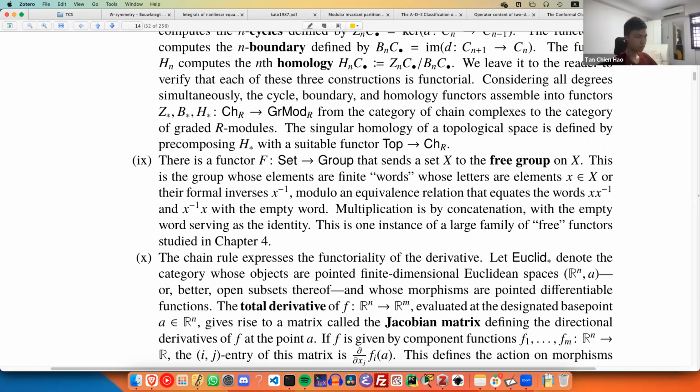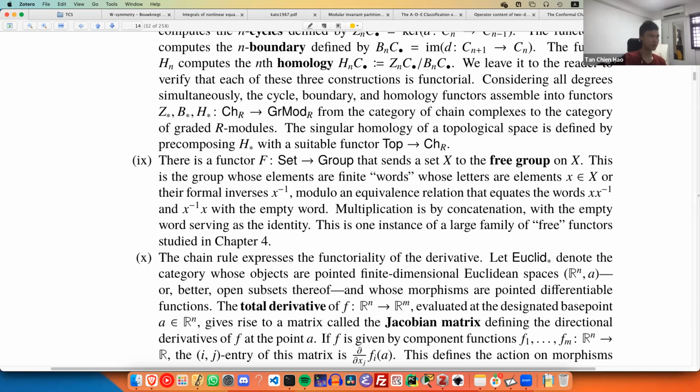Okay, so this functor from set to group sends a set X to the free group on X. This is the group whose elements are finite words whose letters are elements of X or their formal inverses, modulo an equivalence relation that equates the words with X inverse. What would I look for? Basically, things like X, Y.